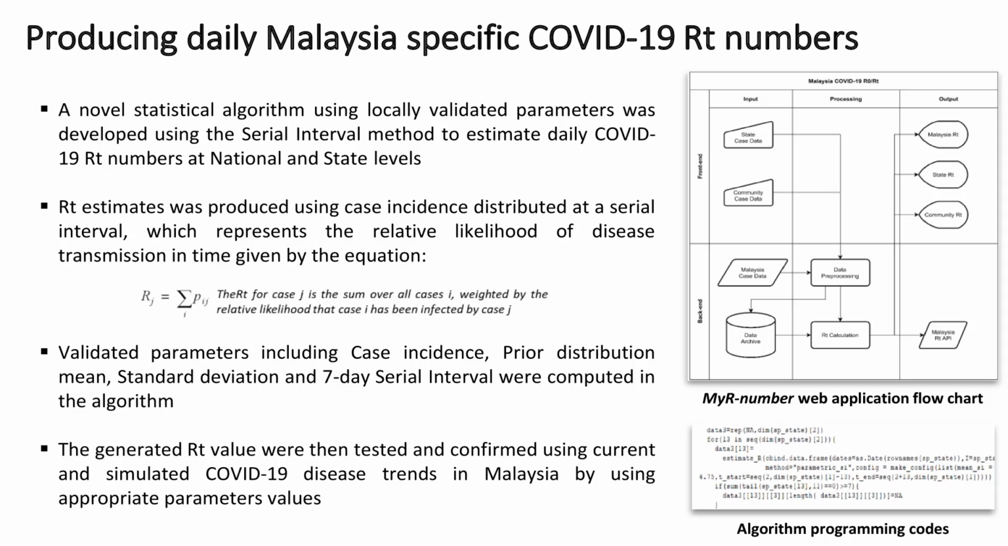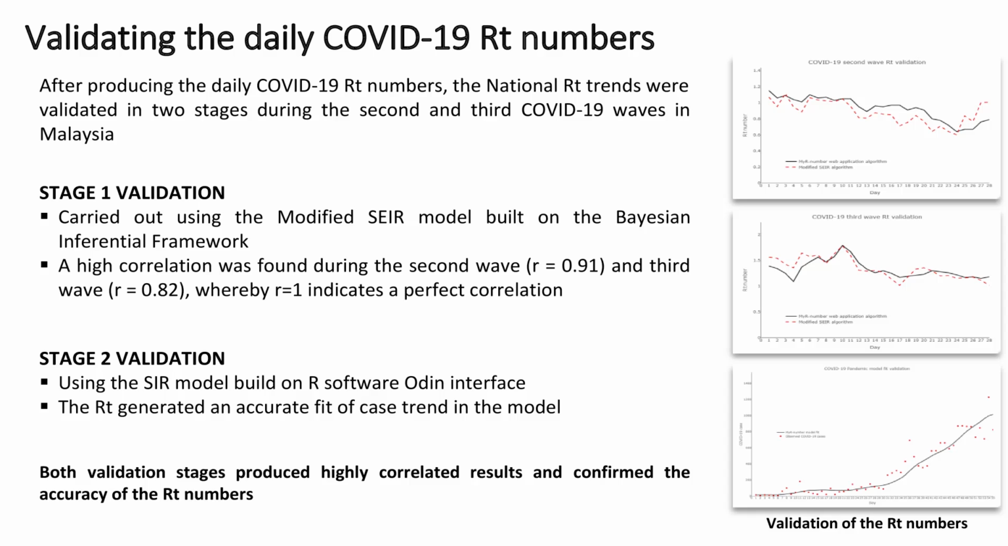Validated parameters including case incidence, prior distribution mean, standard deviation, and a 7-day serial interval were computed in the algorithm. The generated RT values were then tested and confirmed using current and simulated COVID-19 disease trends in Malaysia by using appropriate parameter values. After producing daily COVID-19 RT numbers using the statistical algorithm, the national RT trends were validated in 2 stages during the second and third COVID-19 waves in Malaysia.